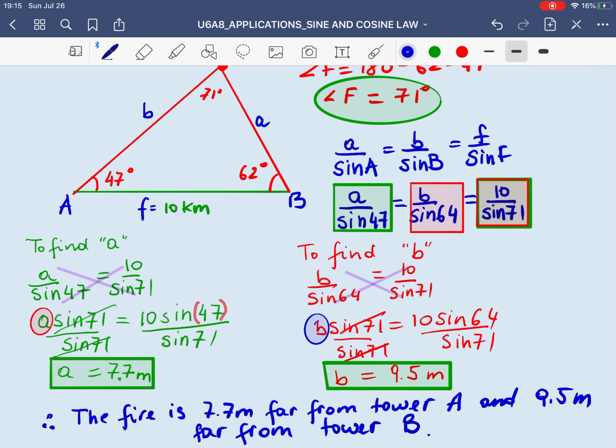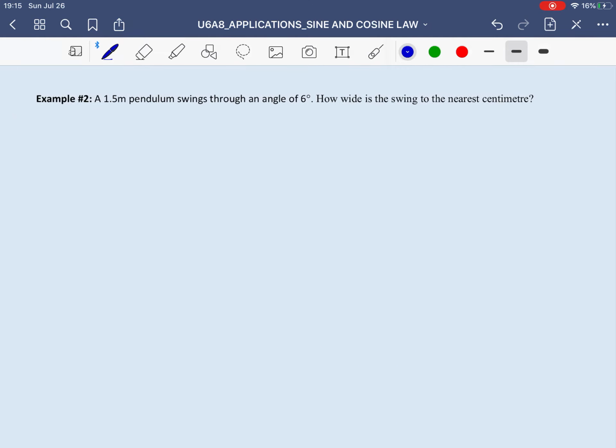Okay, so moving on to another application question, which is our last application question. We have a 1.5 meter pendulum which swings through an angle of 6 degrees. How wide is the swing to the nearest centimeter? So imagine a pendulum here, right?